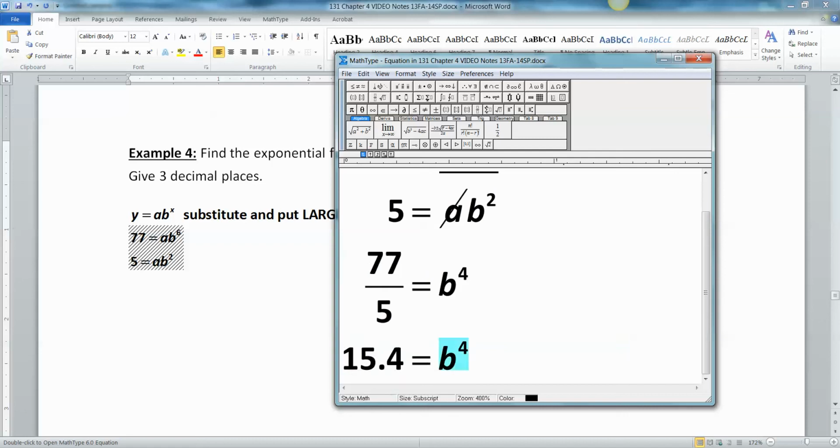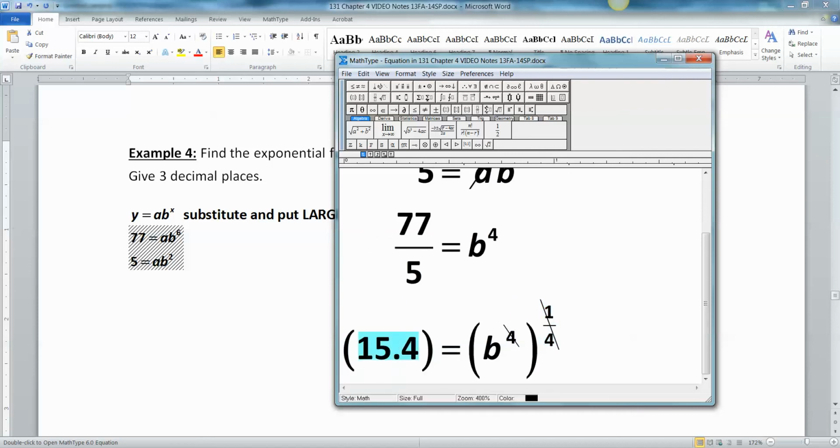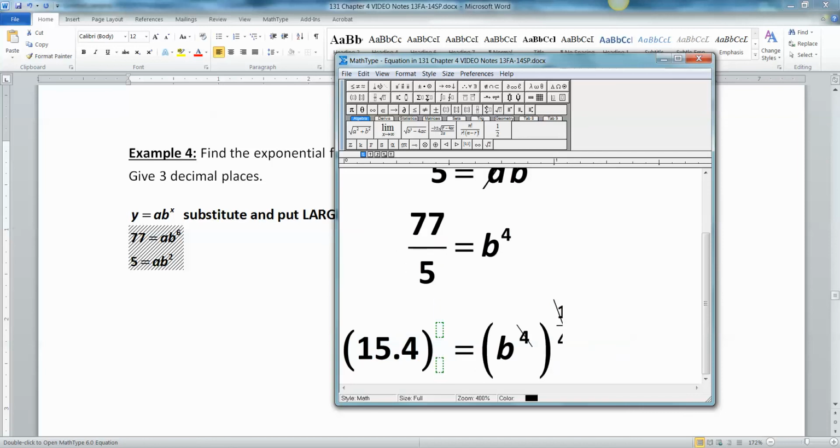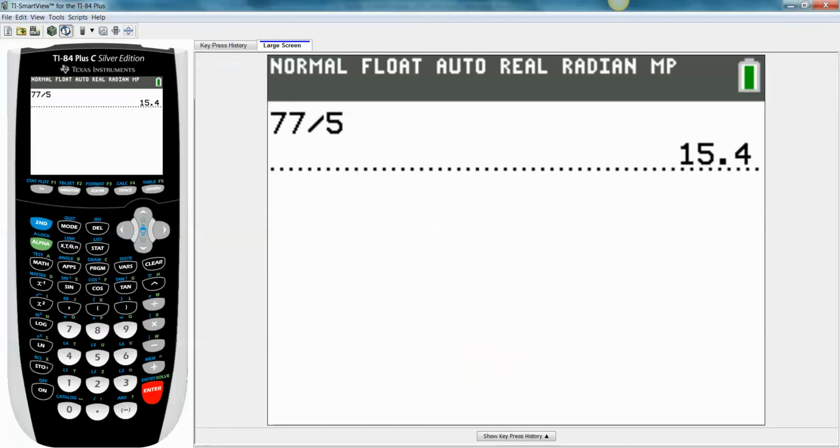I want to get b by itself, so I'm going to raise both sides to the 1/4 power. That way, the 4 and the 1/4 will divide away. But of course, if I do it to the right-hand side, I'll have to do it to the left-hand side as well to keep it fair, right? So I'm going to take this side over here and raise it to the 1/4 power. And I'm not going to do that by hand. No, no, no. That's why we have calculators.